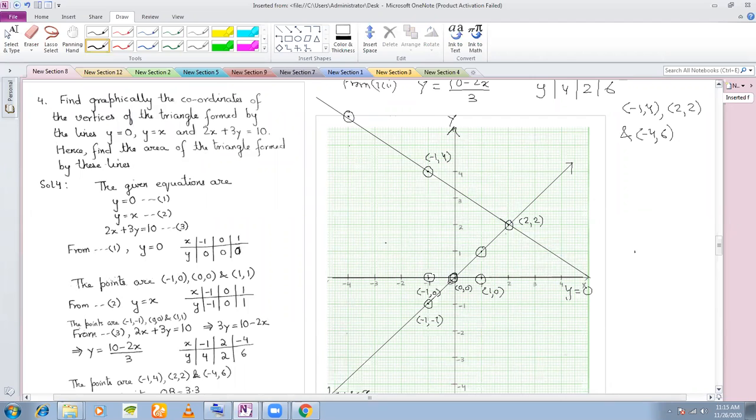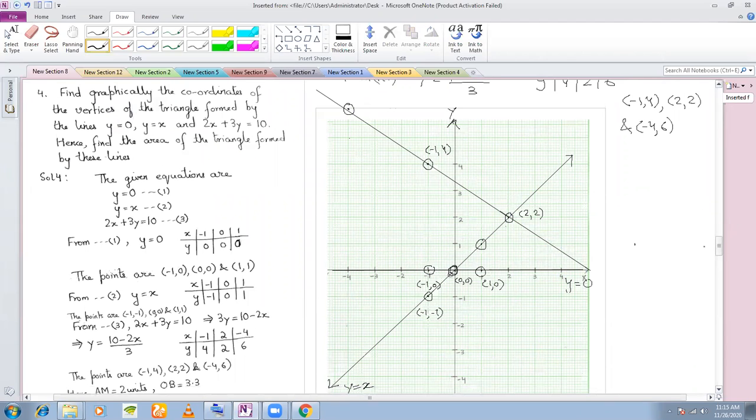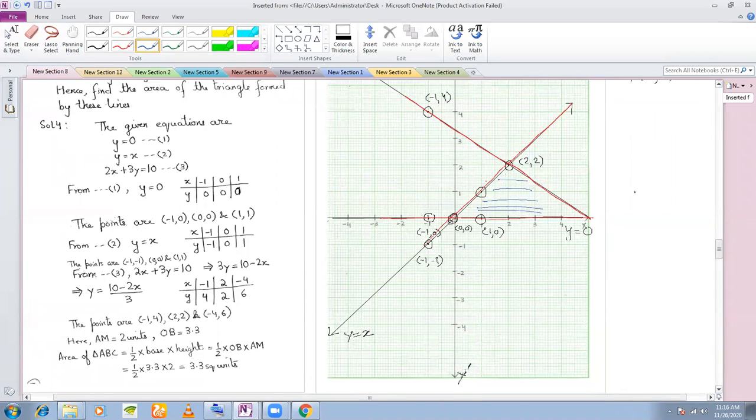The next question here is, find the area of the triangle formed by the lines. Which triangle is formed by the lines? Let's see. You have this straight line, this straight line, and this straight line. So 3 lines, and this is the triangle that is formed by the lines. You need to find out the area of this triangle. Let us call the vertices of this triangle A, B, and C.